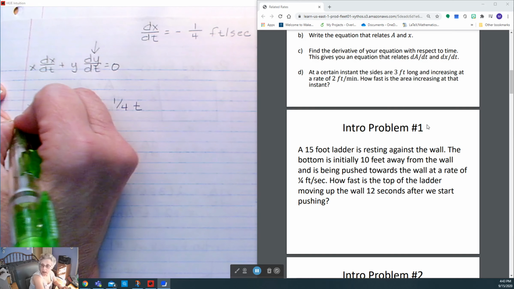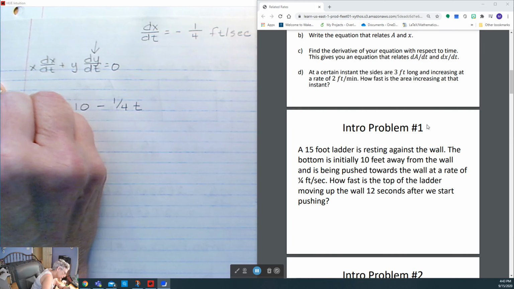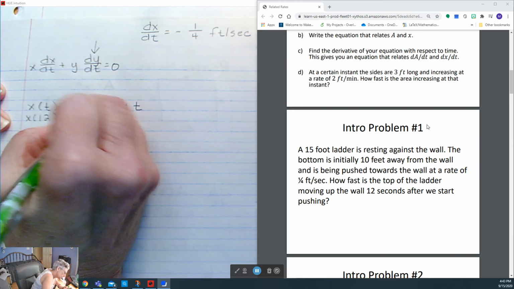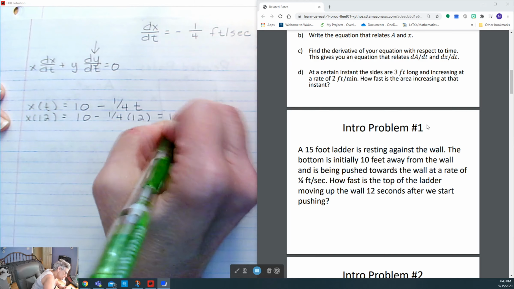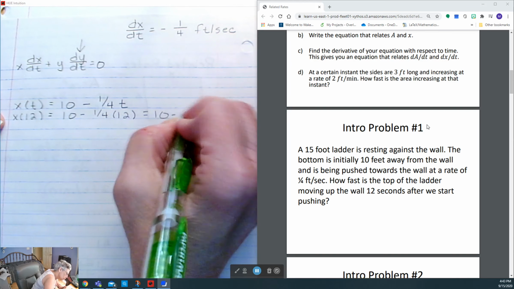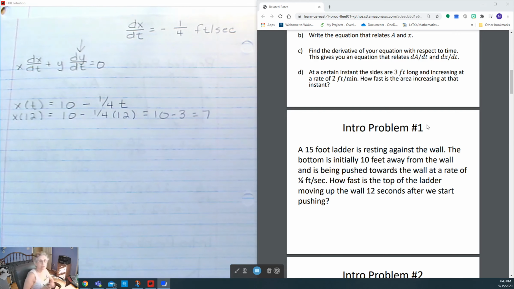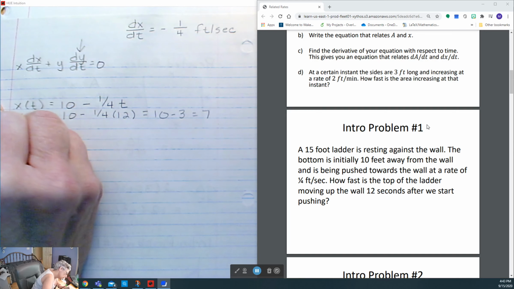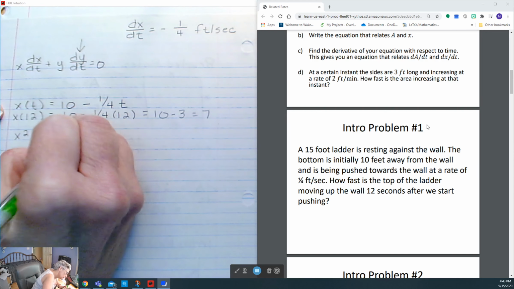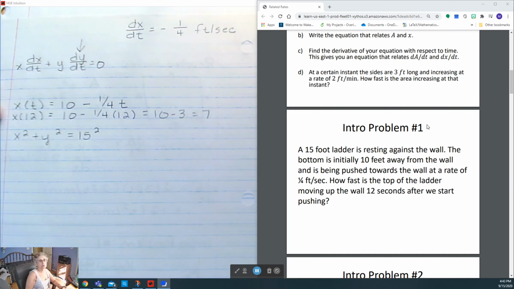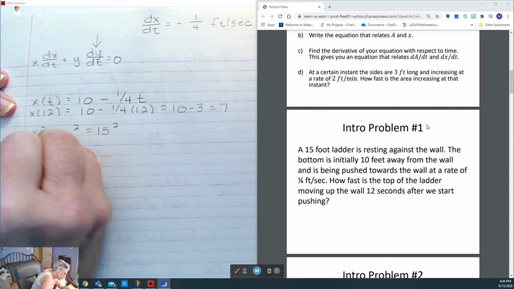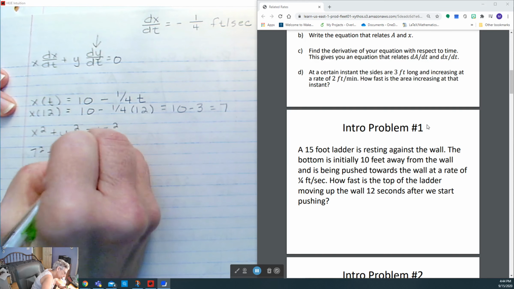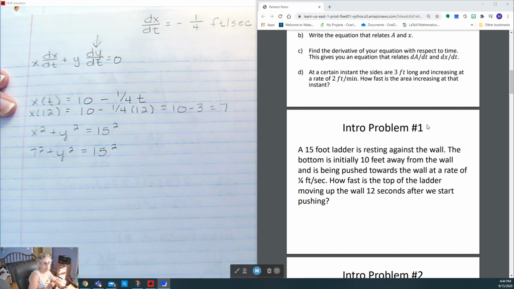So I want to know what's happening after 12 seconds. X of 12 is equal to 10 minus 1/4 times 12. So 10 minus 3 is 7. I also know that x squared plus y squared is equal to 15 squared. So 7 squared plus y squared is equal to 15 squared.